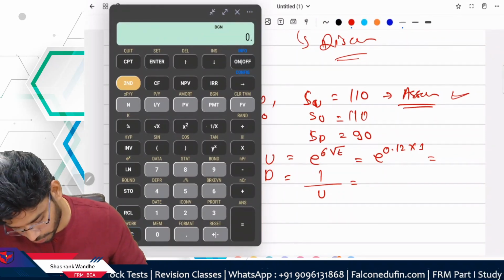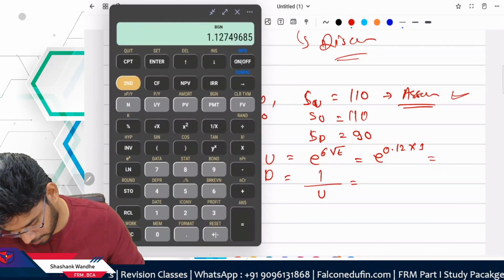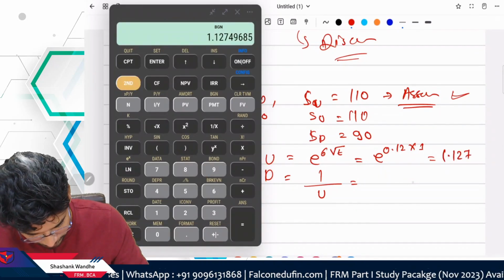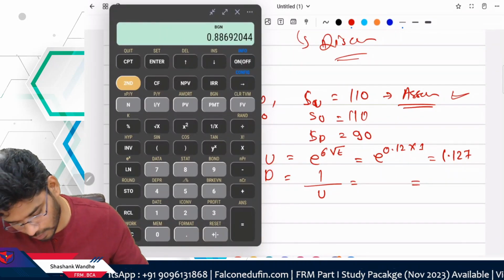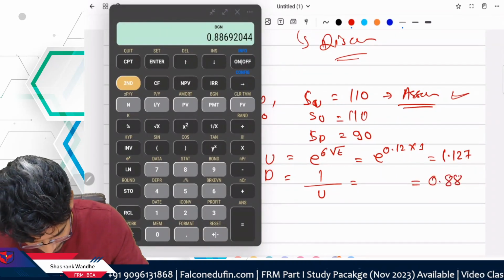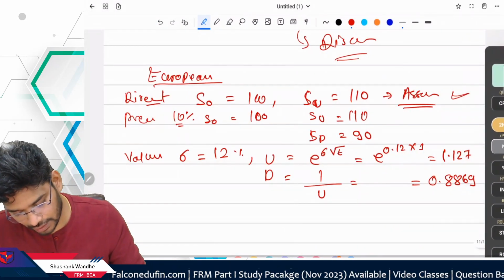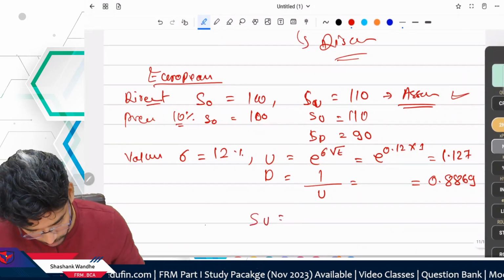First we are calculating u only, right? So second exponential, 1.127, and for D calculation simply press 1 by x, so 0.8869, and now you have this information. And from here we will calculate SU and SD.